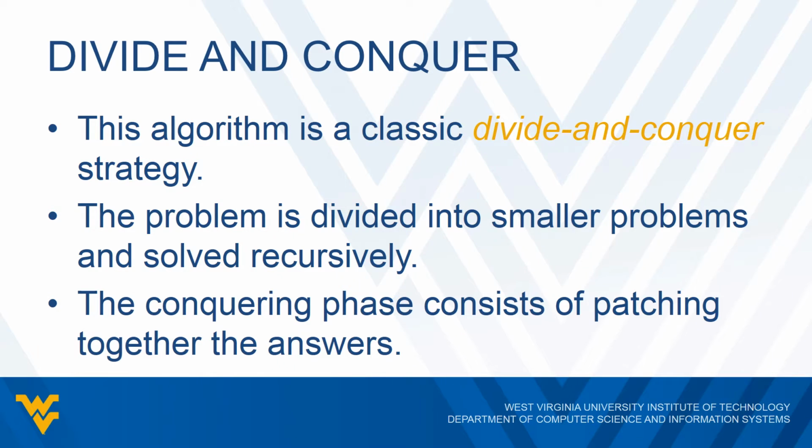So then the conquering portion of the strategy is patching together the answers. So what we did is we broke it down until we get arrays of size 1. We say those are sorted, so we merge those sorted arrays to get new sorted arrays of larger sizes. And then we would merge those sorted arrays to get even more sorted arrays. So then when we're done with all the merging, we would have a complete sorted array.